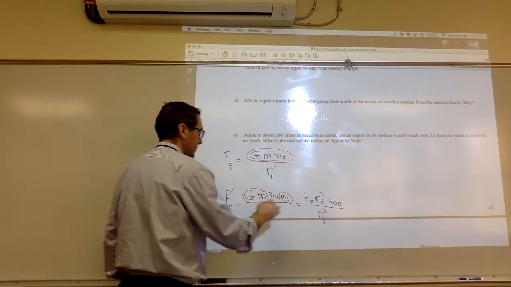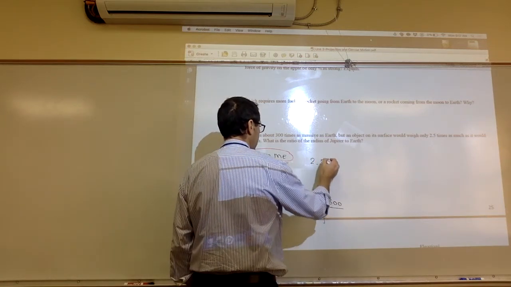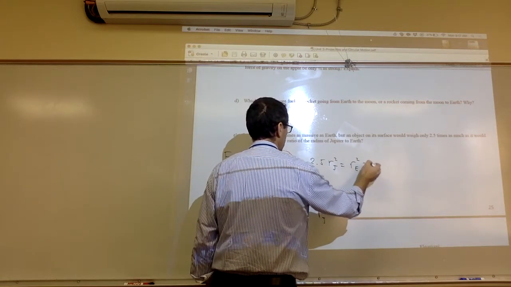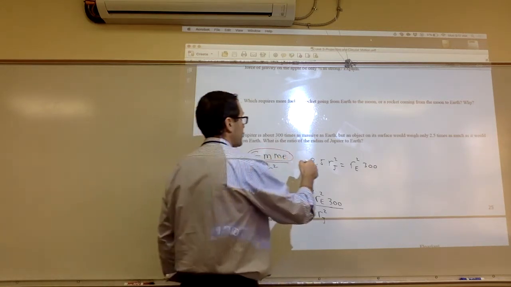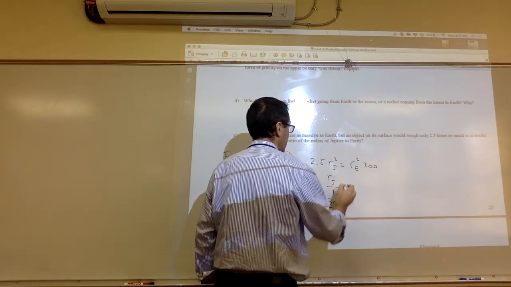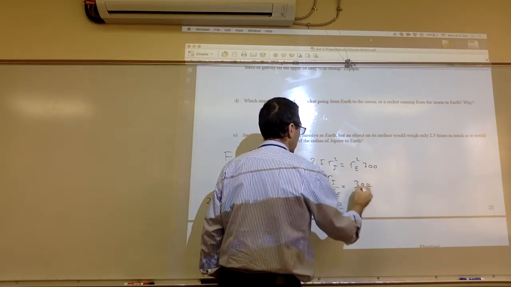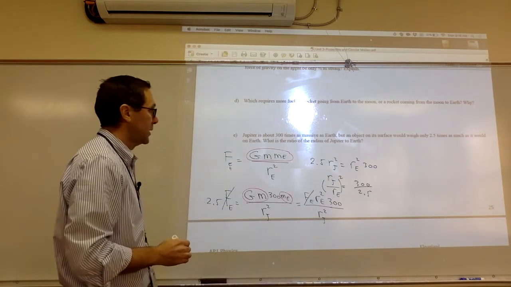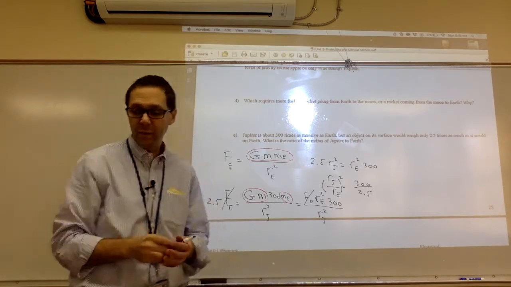I think I can divide both sides by Fe. So now this is what I'm looking at: 2.5 Rj squared equals Re squared times 300, or 300 Re squared. Since we're comparing the radius of Jupiter to that of Earth, I'm going to divide both sides by Re squared and 2.5. So this should be 300 over 2.5. Now this has to be squared. I put the square on the outside. Now if you want to find Rj over Re, you take the square root of 300 over 2.5.